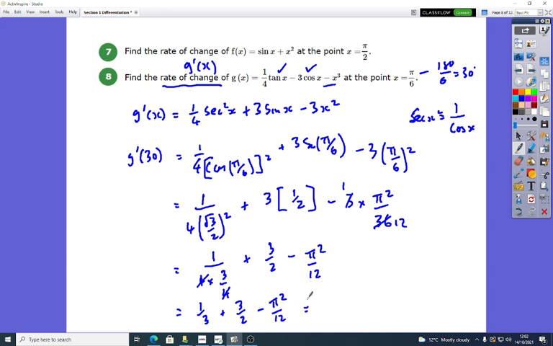Now, you can just simply do that on your calculator. You can just do 3 over 2, add 1/3, and you will get 11 over 6. So 11 over 6 minus pi squared over 12. Now your book might put this all over a common denominator, which is 12. So if your book gives you the answer 22 minus pi squared over 12, that's fine. Okay.